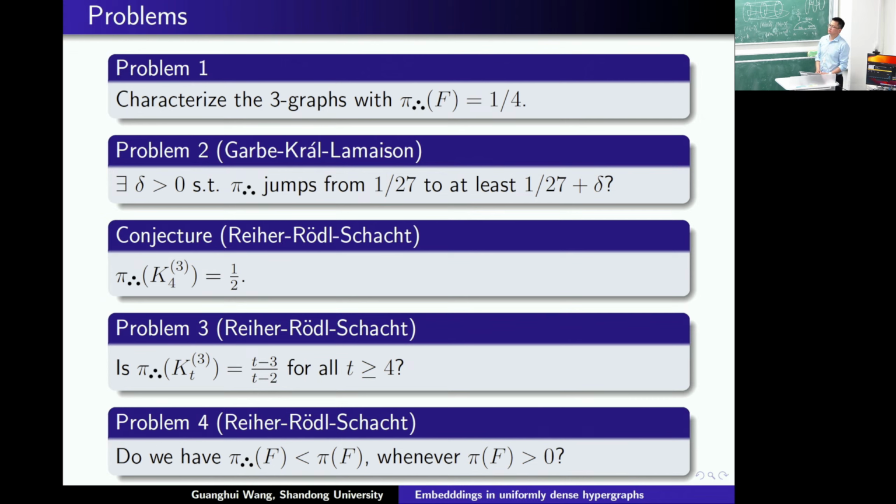So what about the embeddings in uniform and dense graphs? Sorry? I mean, what about graphs? Graphs. Oh, for graphs, if we consider the quasi-random graph, if the density is positive, then we can find any subgraph. This is totally different from hypergraphs.